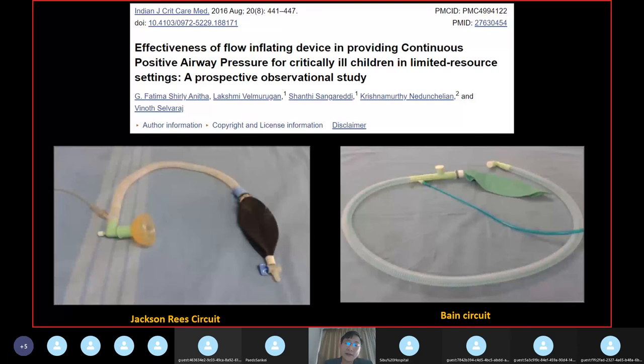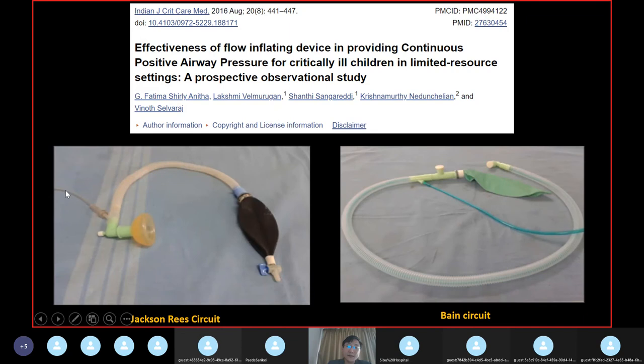This is a very nice paper from India, published in the Indian Journal of Critical Care Medicine, whereby they use an anesthetic bag, or what we call a flow inflating bag, to create a CPAP for patients. They use a Jackson Rees and a vein circuit. Jackson Rees is mainly for small children because the bag is smaller, about 500 ml, and for bigger patients about a 1 to 1.5 liter bag.